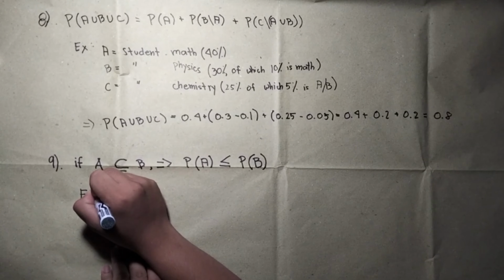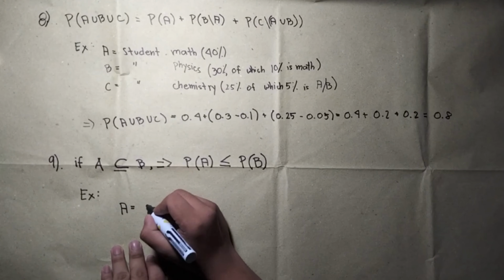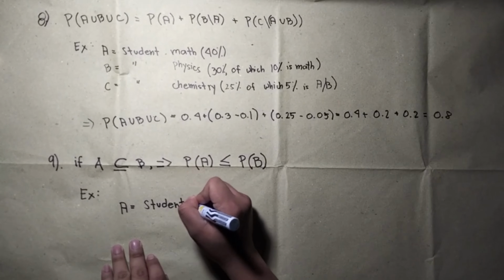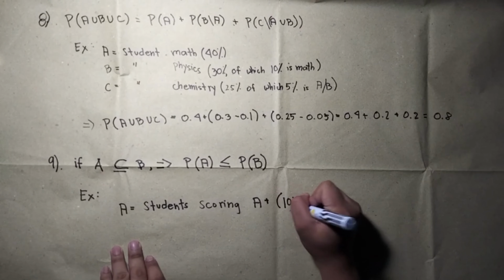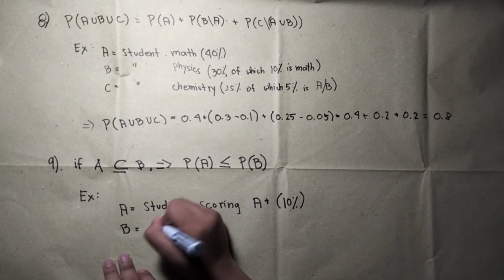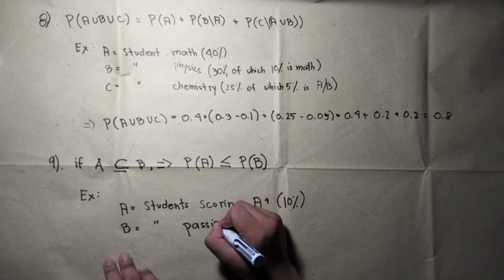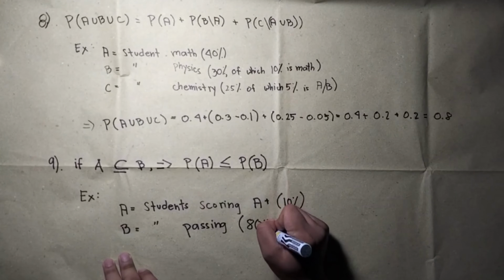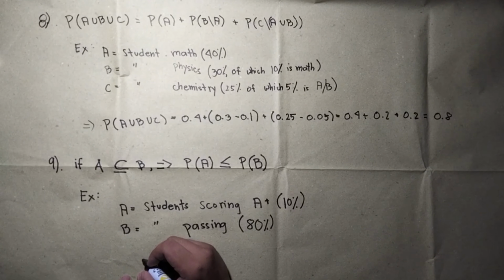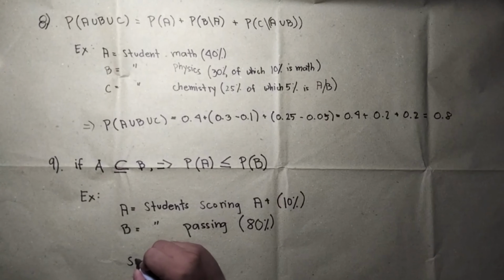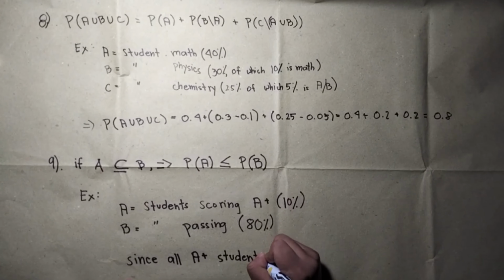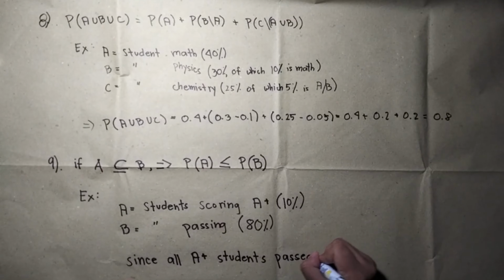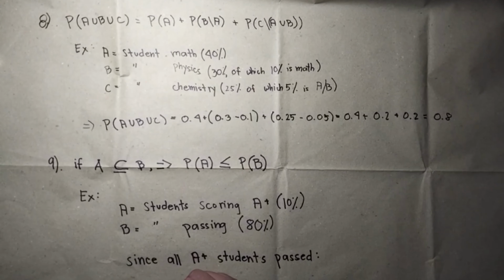For example, let event A be students scoring A+, which is equal to 10%, and let's say event B are students passing, 80%. Since all A+ students pass, A is a subset of B, and 0.1 is less than or equal to 0.8.